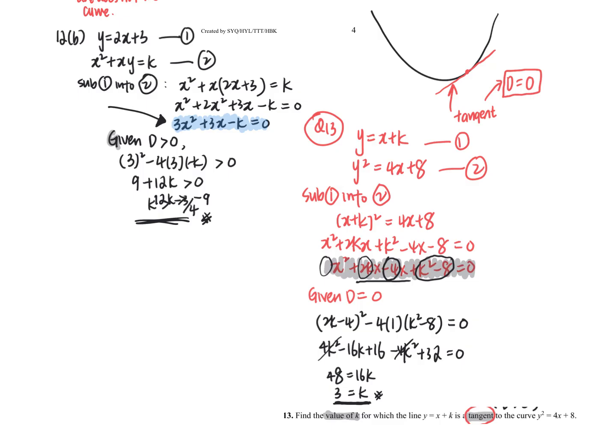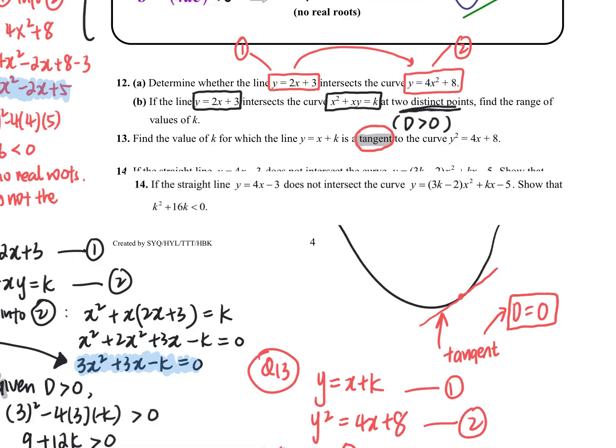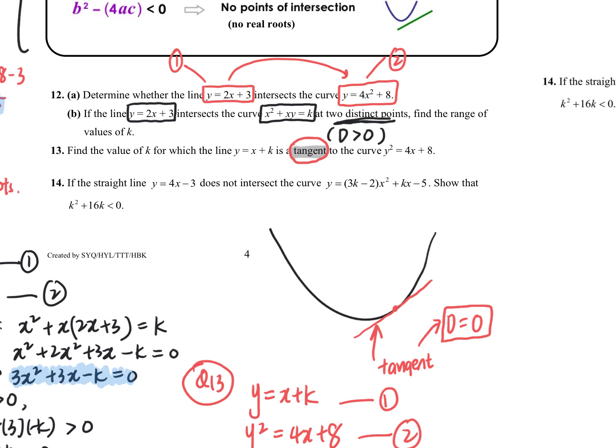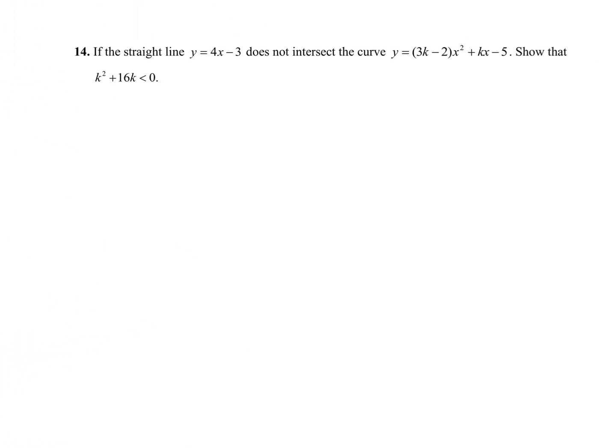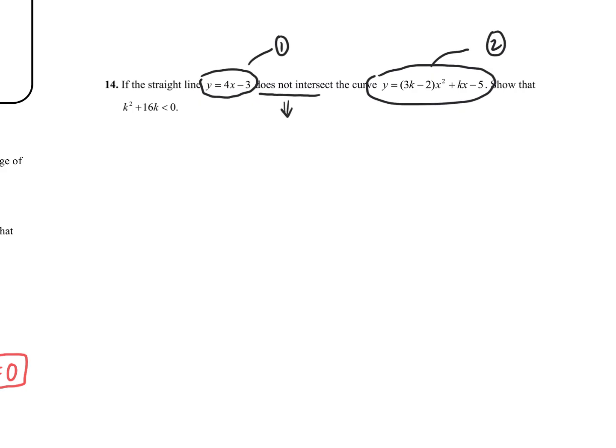Okay, next one. Let's look at 14. It says, I have a straight line that does not intersect the curve. So they tell me that this line, which I'll call equation 1, and this curve, which I call equation 2, do not intersect each other. So the given info is that the discriminant will be less than 0. So form your new quadratic.